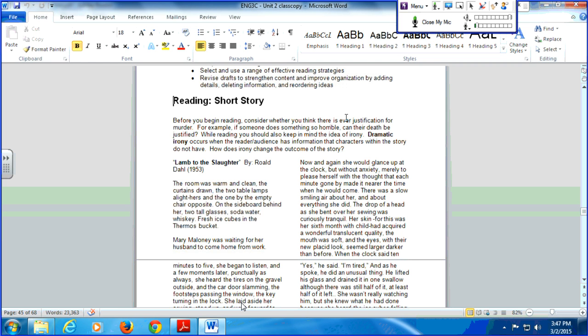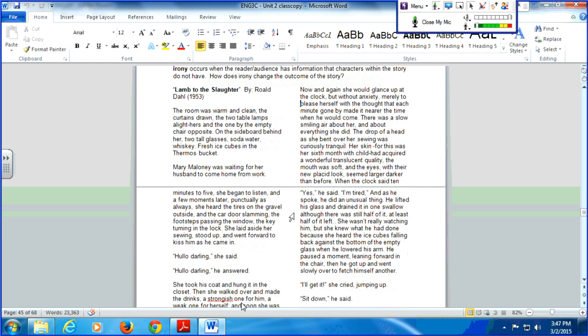So this short story is "Lamb to the Slaughter" by Roald Dahl. It's from 1953. So once again, it is an older short story, but still it's still relevant. It still is a really interesting story. So we won't finish this in class today, just because it is 7.5 pages. So we'll get to some of it today and we'll pick it up tomorrow.